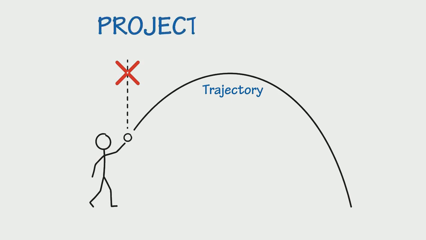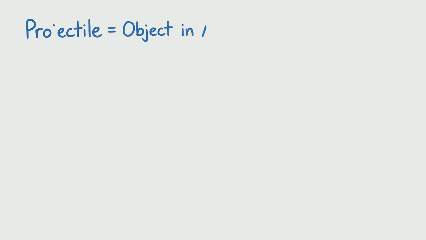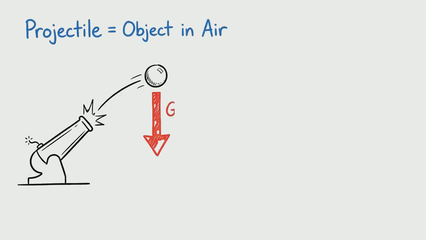What happens when you throw a ball into the air? It doesn't just go straight up and down, it follows a curved path. That curve is what we call a trajectory, and the motion itself is called projectile motion. A projectile is any object that's launched into the air and then moves under the influence of gravity alone.